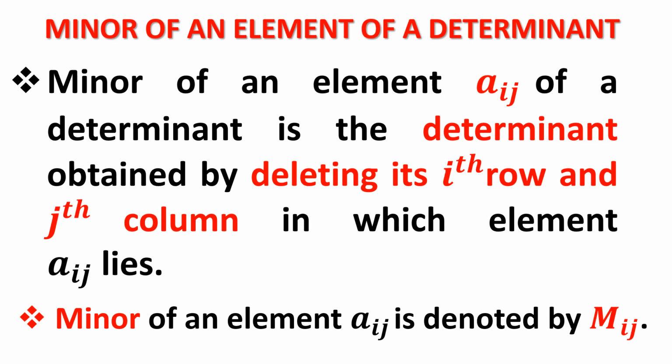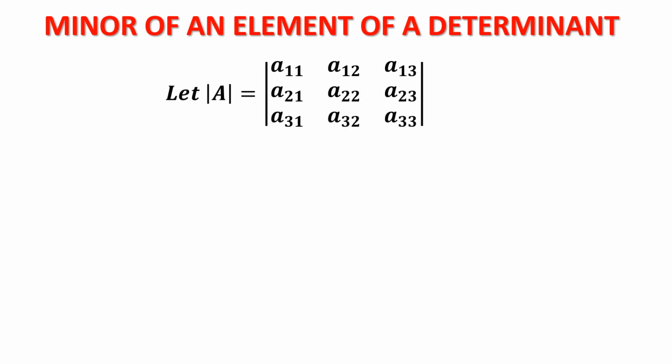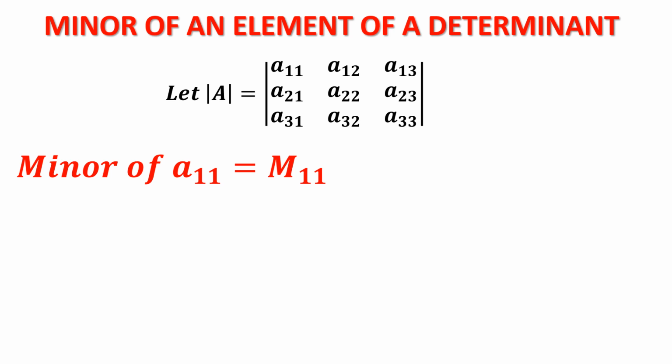For example, we will call them M11, M12, M13 in a 3 cross 3 determinant, and accordingly M21, M22, M23, M31, M32, M33. Minor of an element of a determinant, I am just explaining it once again. Minor of A11, how will you do it? It is a 2 cross 2 determinant obtained by removing the first row and the first column.